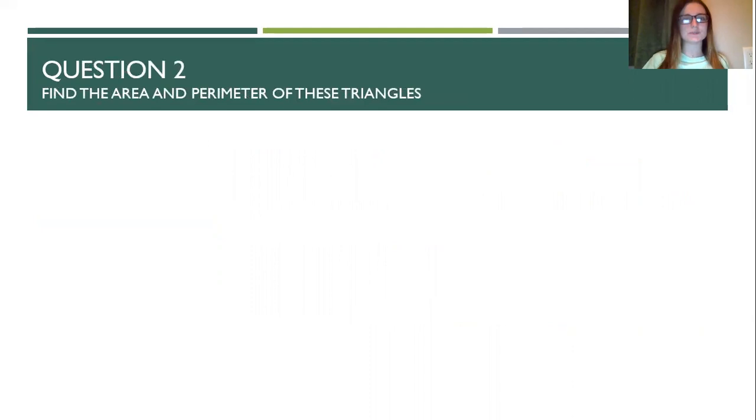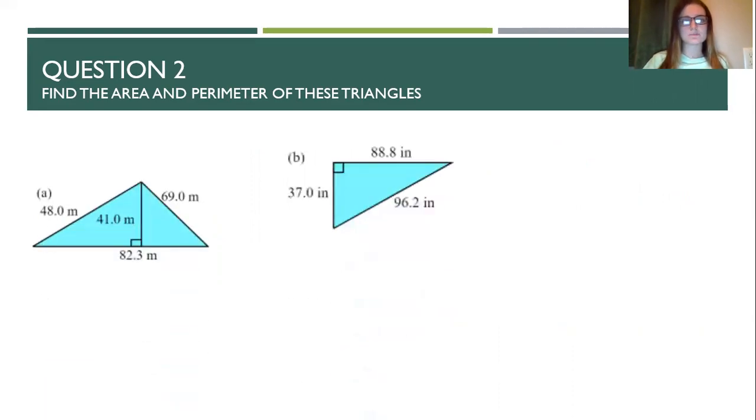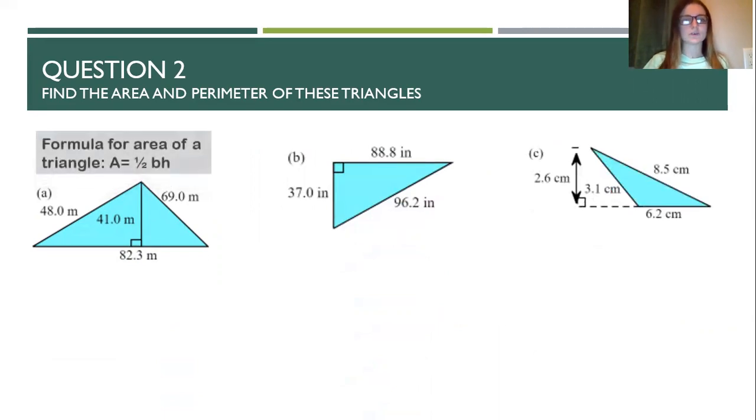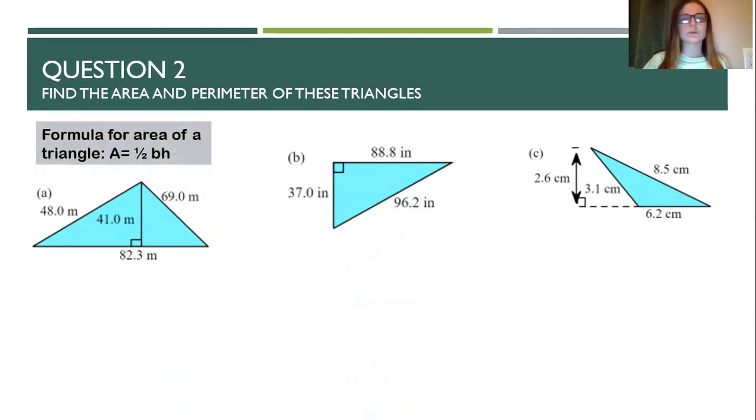Let's go to question 2. So for question 2, we have to find the area and the perimeter of these triangles, A, B, and C. To find the area of a triangle, you have to know the formula. The formula for the area of a triangle is A equals 1/2 base times height. So let's begin with part A. As you see, our base is 82.3, and our altitude or our height is 48.0. So we will plug in these two numbers.